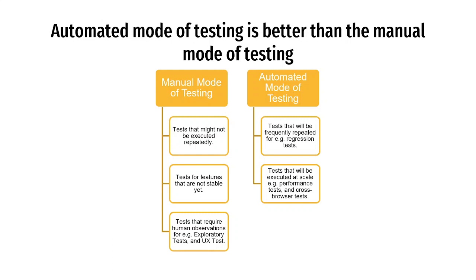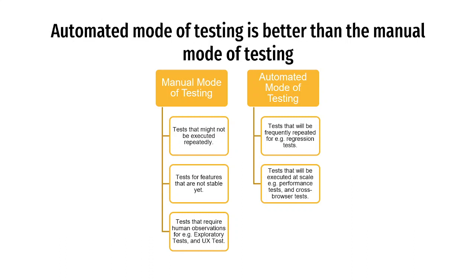In automated mode of testing, there are tests that will be frequently repeated, for example, regression tests. This is one of the types of tests which you want to automate and always want to be executed using an automated method. It will save your time, and it will give you better accuracy. There are cases where you are automating your smoke tests and your acceptance test cases. All these can be defined and we can get better results.